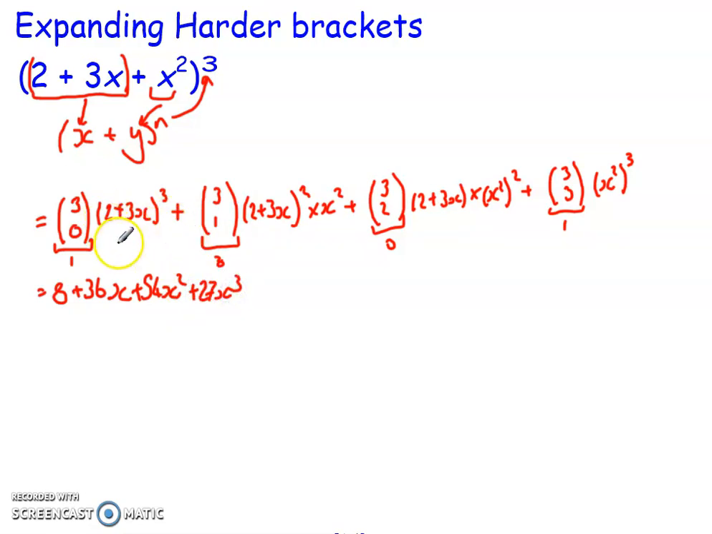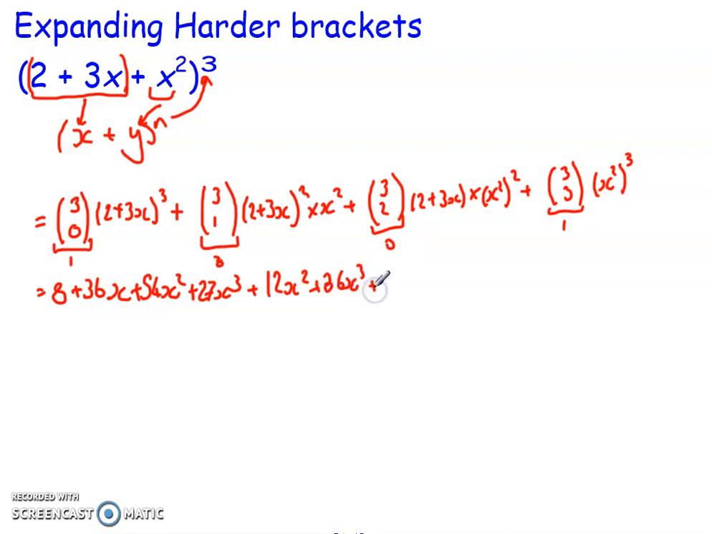So that's this term here. I've then got to add on the expansion of this second term. So I've got 2 plus 3x in the bracket there, and I'm then going to multiply that by the x squared. Doing this gives me plus 12x squared plus 36x cubed plus 27x to the power of 4.